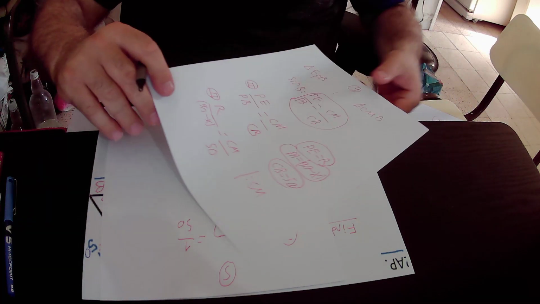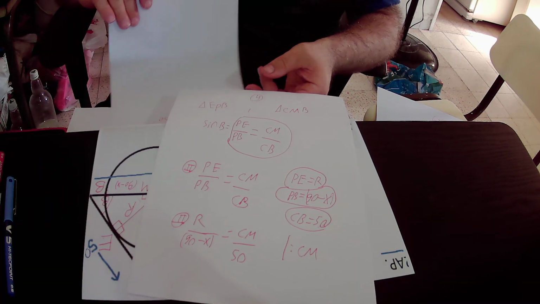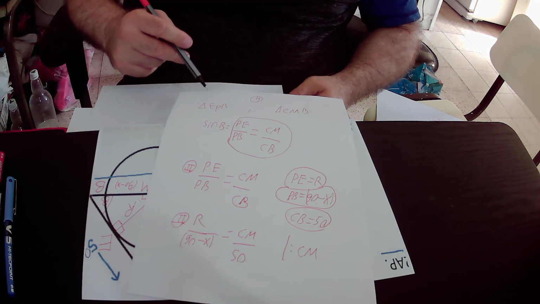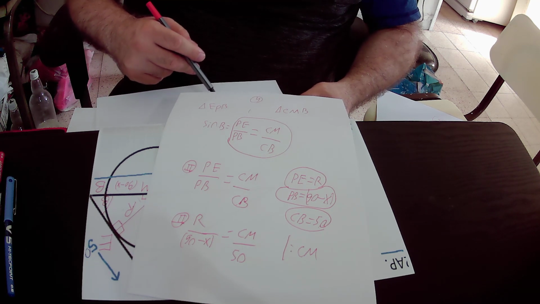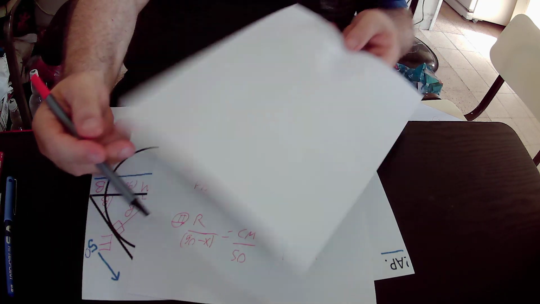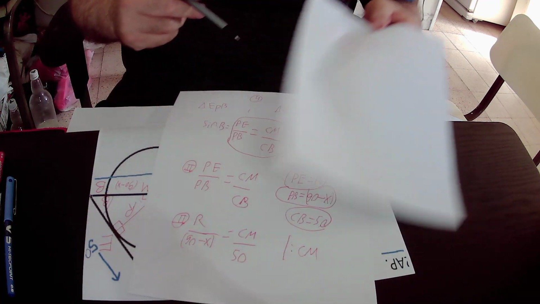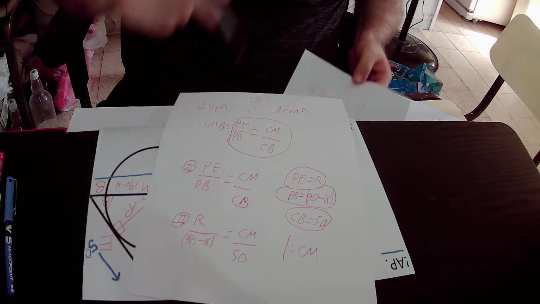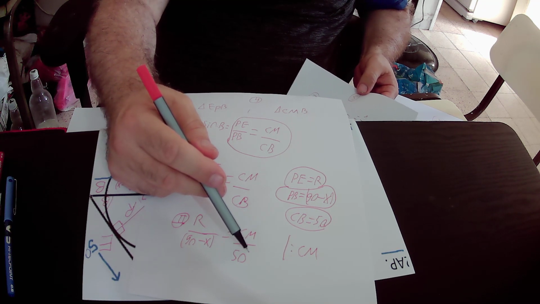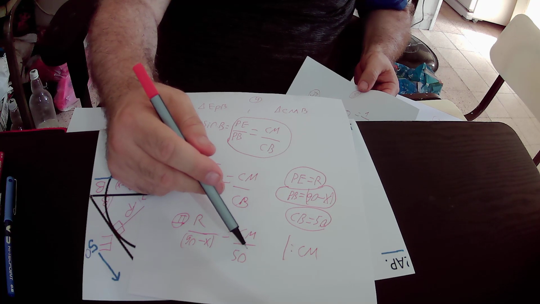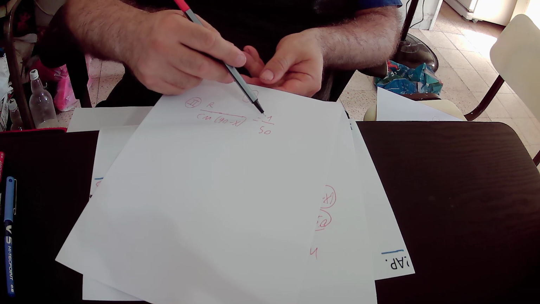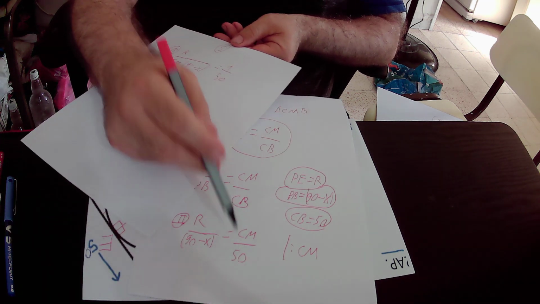So we divided both sides of this equation by CM. We got that R over 90 minus 6 divided by CM equals CM over 50 divided by CM. CM divided by CM is 1. Okay, CM is cancelled. So CM divided by CM is 1 over 50. Yes.